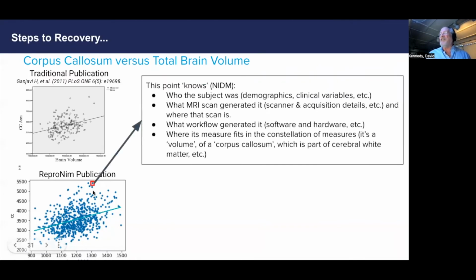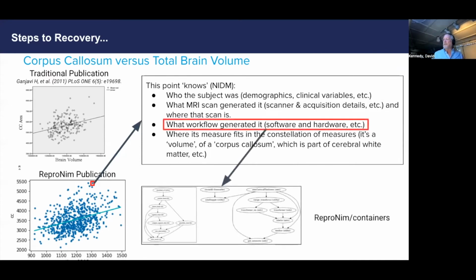But in the Reproin version, each of these points is completely self-describing, and therefore each point knows where that subject's imaging came from, knows what the MRI scan and scanner details and acquisition details and the workflow that generated it, and all of this can be traced back, so that if you have another set of data, you can generate that same type of observation. Or if you want to take that original data and process it in a different way, you can do different approaches to looking at that in ways that are regenerable and re-executable and generalizable in a much more clear fashion.